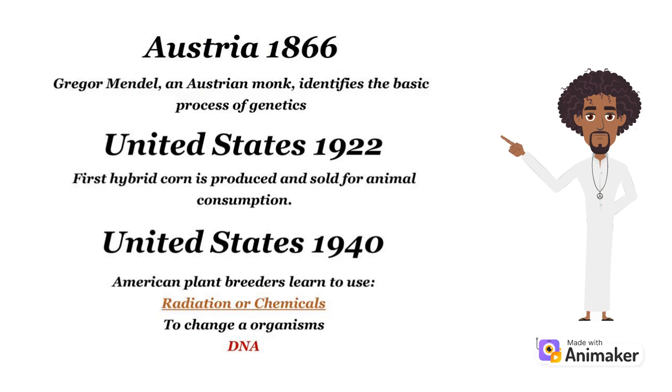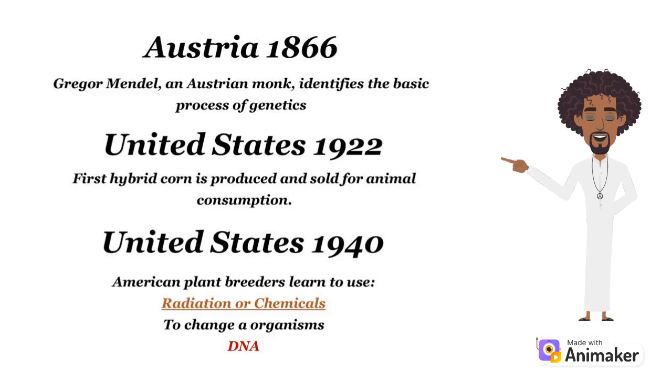Next event. Austria, 1866. Gregor Mendel, an Austrian monk, identifies the basic process of genetics. This allowed him to identify the principles of plant hybridization, which led to the development of the principles of creating hybrid plants. Hybrid plants are plants that have been cross-pollinated with a different species of plant. Cross-species pollination does not, naturally, occur in nature.